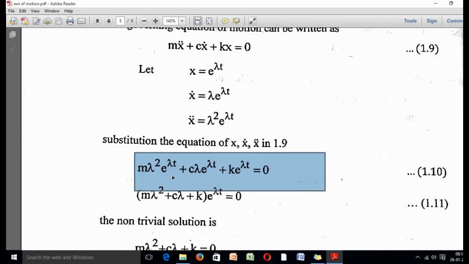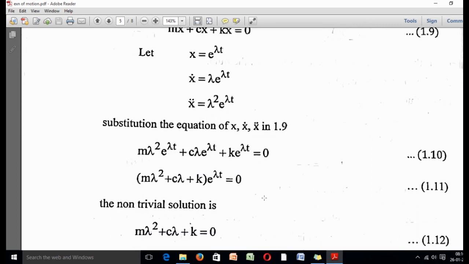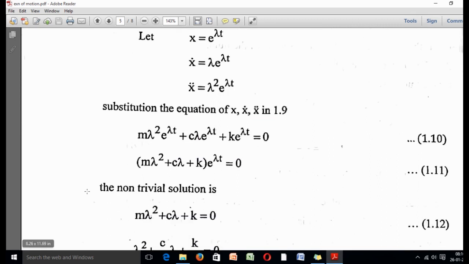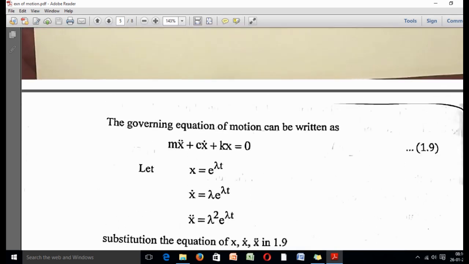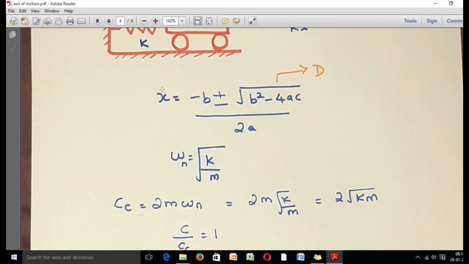It's obvious that e power lambda t is common to all the three terms. So I am taking e power lambda t outside and bringing that to the right hand side, so that becomes 0. So the equation I am left with is m lambda square plus c lambda plus k equals 0. The solution for this equation can be written as minus b plus or minus root of b square minus 4ac divided by 2a. So this is the solution for any quadratic equation.